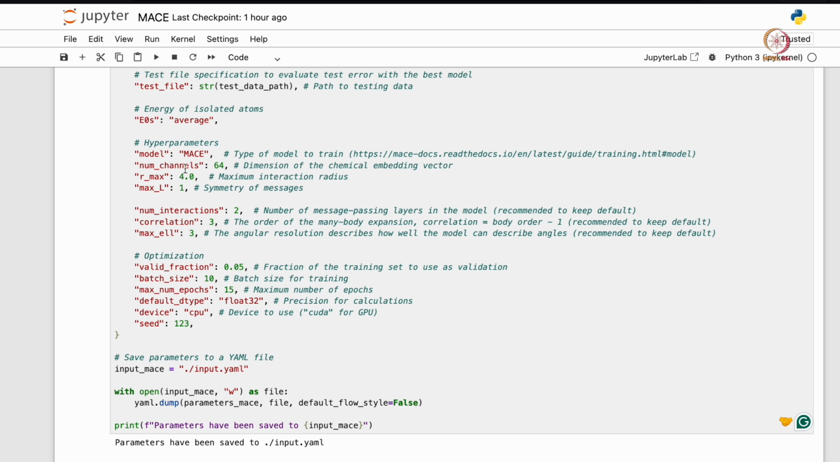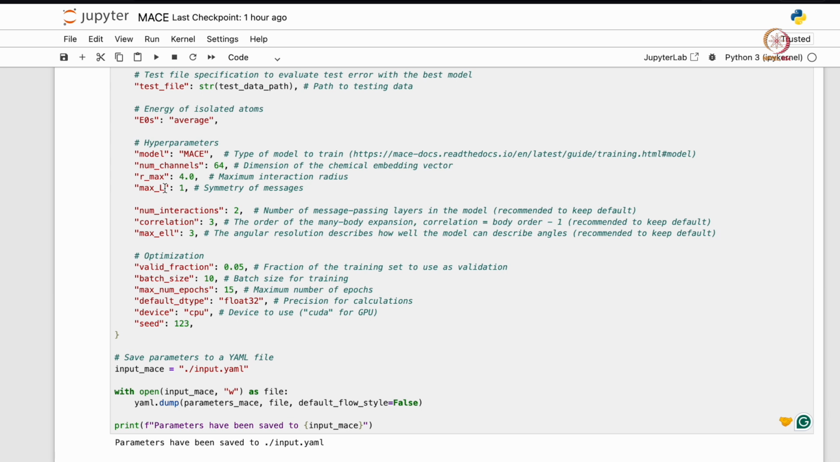The next hyperparameter is the number of channels. This number of channels will determine the dimension of the embedding vector. That is, when you have a graph neural network, you will have the chemical features in the form of a vector, and this specifies the dimension of that vector. Rmax specifies the interaction radius. In this framework, cluster basis functions are made, and this Rmax will tell you the cutoff up to which to consider clusters and make the cluster basis function.